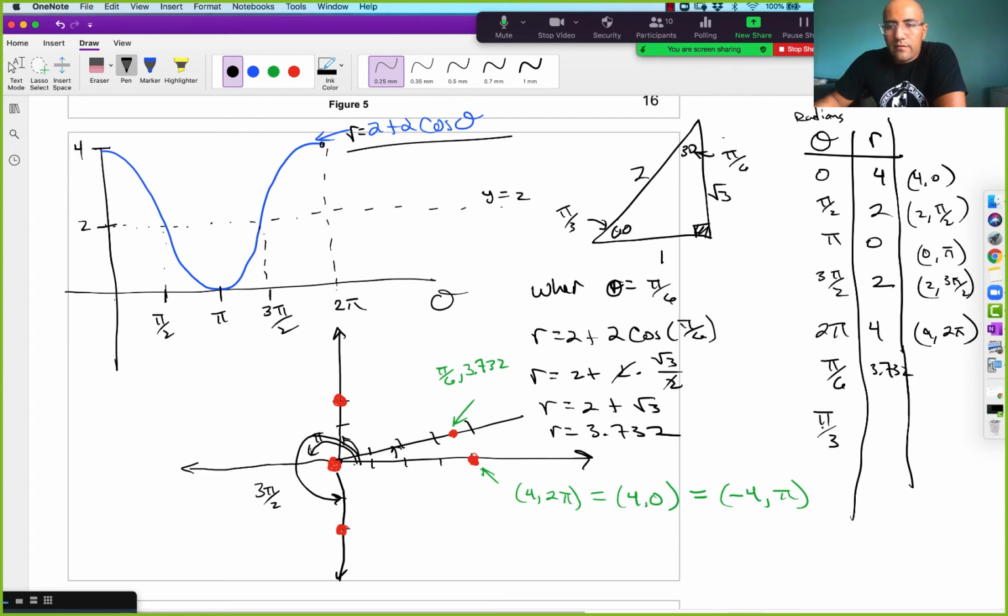What would that be? Okay, that's 60 degrees. Cosine of pi over 3, that's going to be a half. That one's going to be easier. So this would be equal to 2 plus 2 times 1/2. These guys cancel to give you a 1, so the whole thing equals 3.